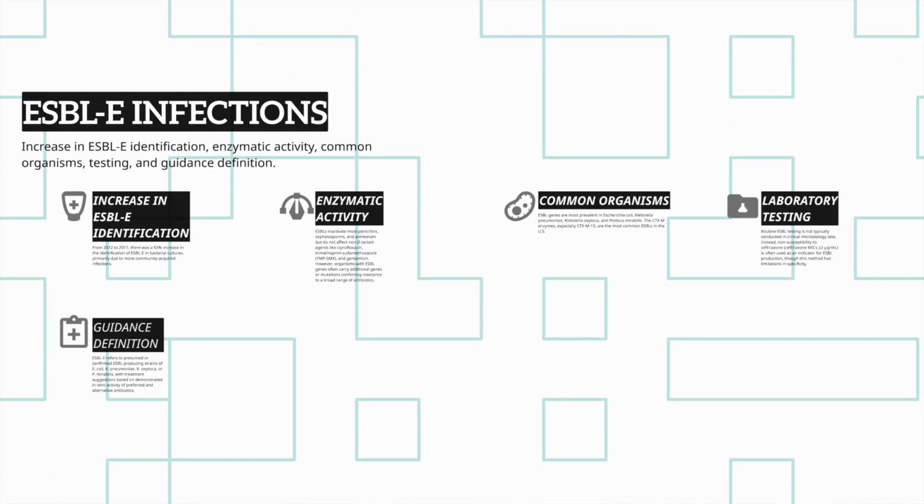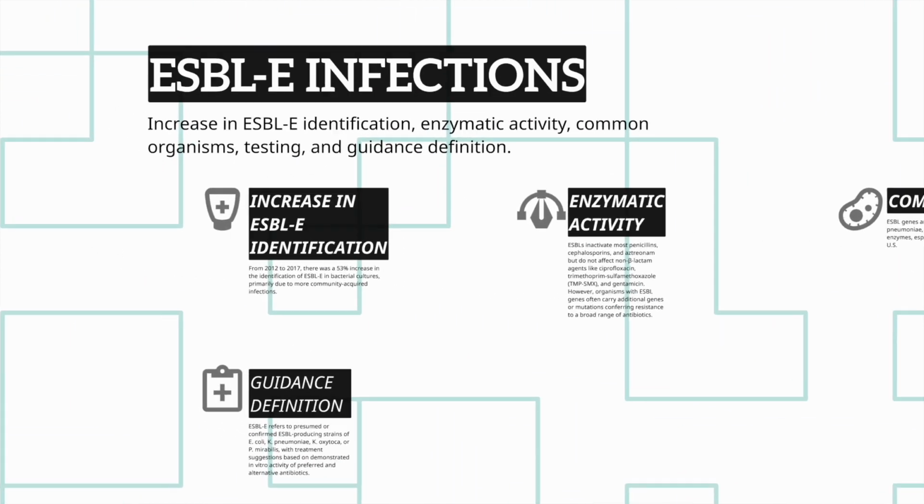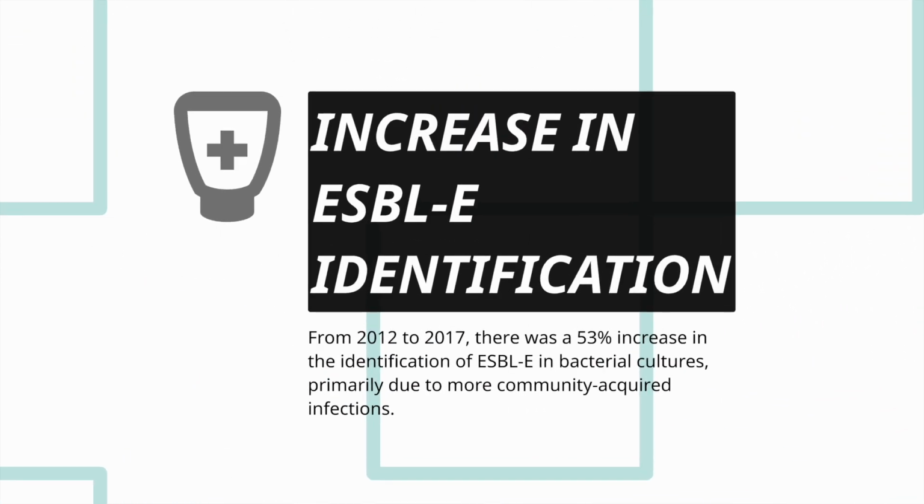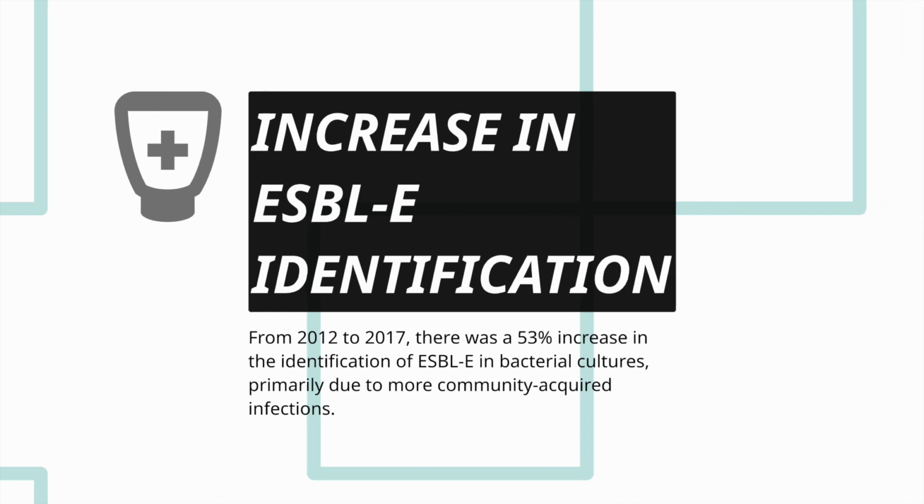So looking first at the ESBL and the infections. There is an increase in ESBL Enterobacteriaceae infections from 2012 to 2017, which is almost 53% increased isolation of these organisms in cultures. Now, the problem is we are getting more such cases coming from the community, which makes these a very important infection and something we should keep in the back of our mind before starting empirical therapies.